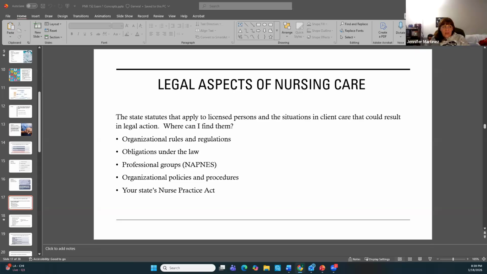If there's a policy, make sure you read the policy before you go through with something. What are your obligations under the law? So I always think of the Nurse Practice Act. Your professional groups like NAPNES are another place where you can get some information regarding legal aspects of nursing care, and policies and procedures, of course. So again, rules and regulations, policies and procedures, your professional organizations, and then your Nurse Practice Act.